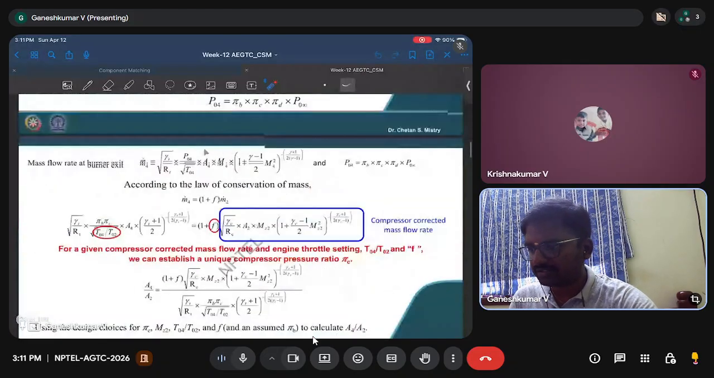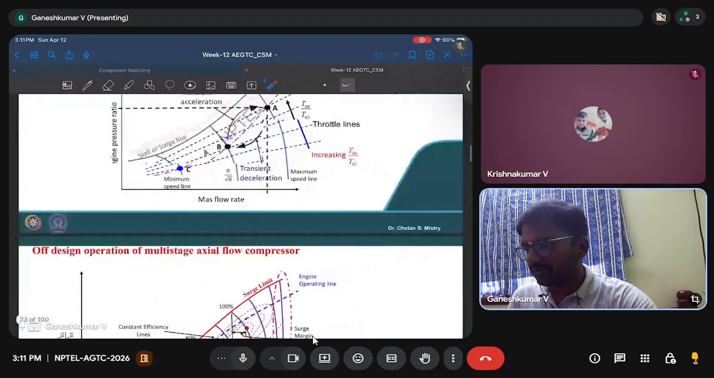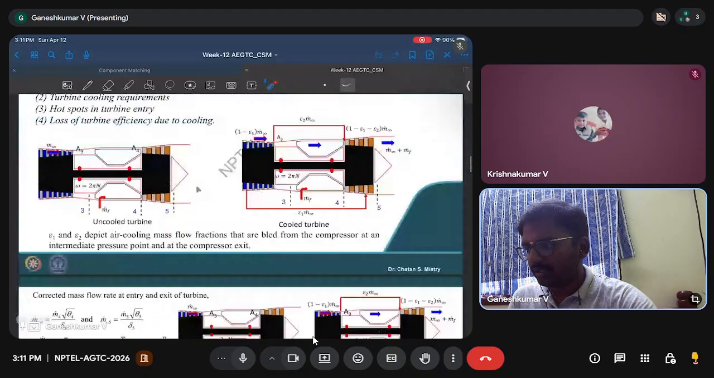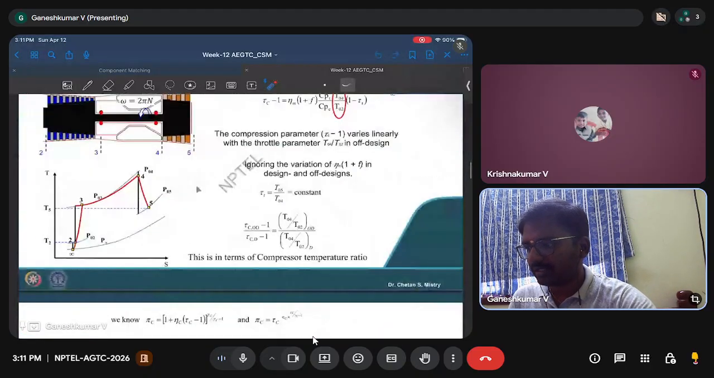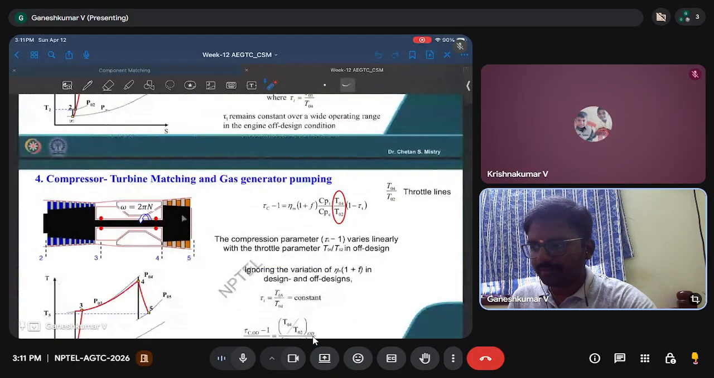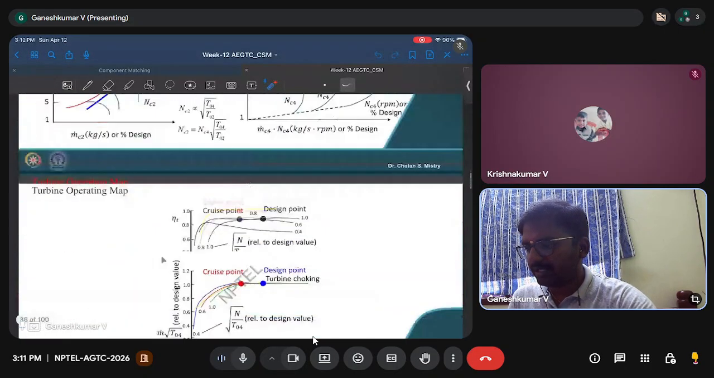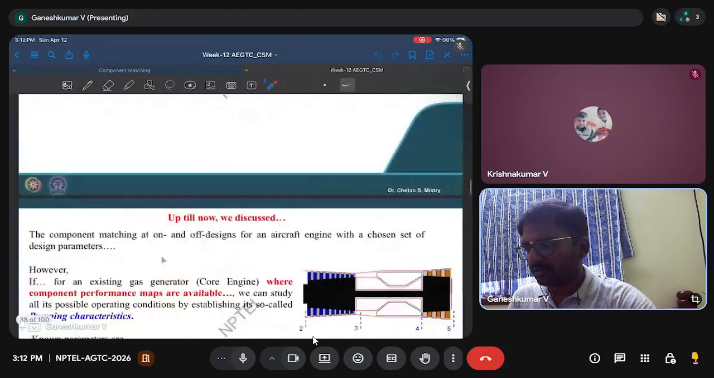Anyway, I will go through this again. And we also did compressor combustor turbine, and then turbine nozzle, and then compressor turbine matching, combustion chamber turbine matching, and also turbine and nozzle matching that we did, right?